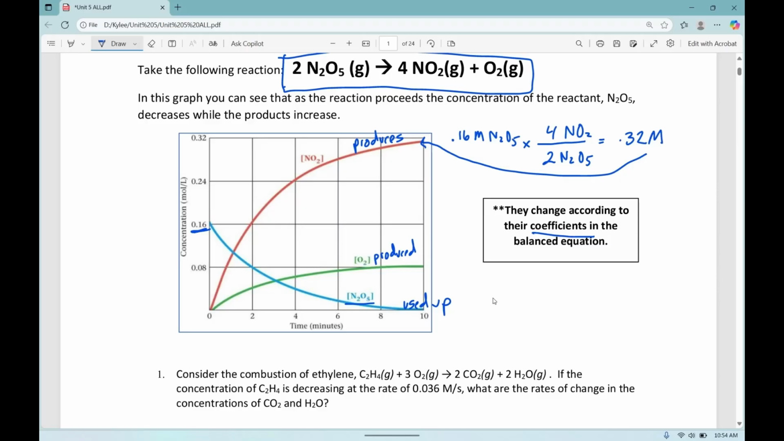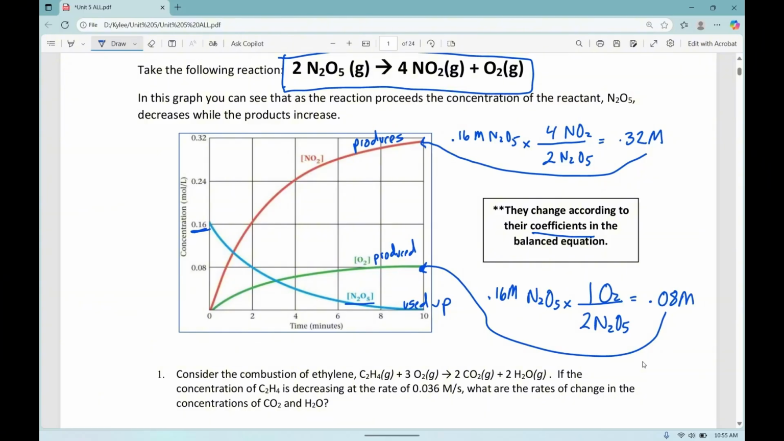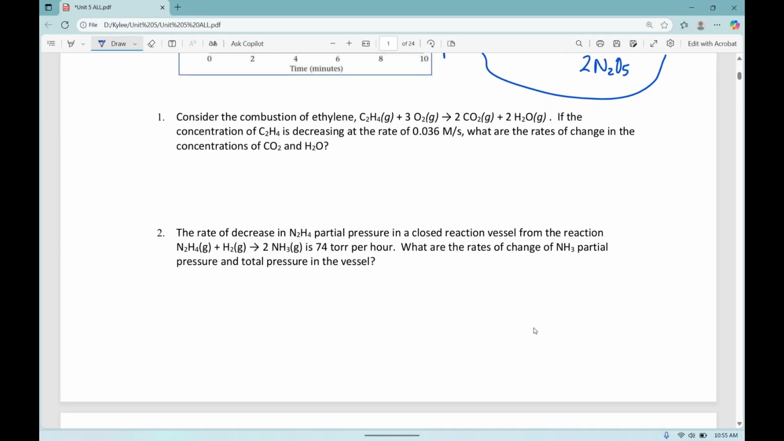If I did the same thing for my oxygen, if I started with 0.16 molar N2O5, it is 2 N2O5s for every 1 oxygen. And so this is actually going to be at a slower rate because of the stoichiometry of the reaction. And if we look, that matches up with my graph to see how much O2 is produced. So again, that's what we mean when we say they change according to their coefficients in the balanced equation: we follow stoichiometry. Our first two examples explore that idea.